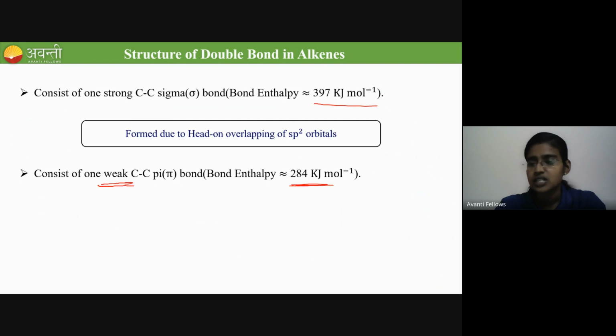So that's why the bond energy is very, very less. Yeah, Aisha, I'll show you the slide. Okay, let me complete this and I will show you. Don't worry. Okay. So the bond energy for the pi bond is 284.